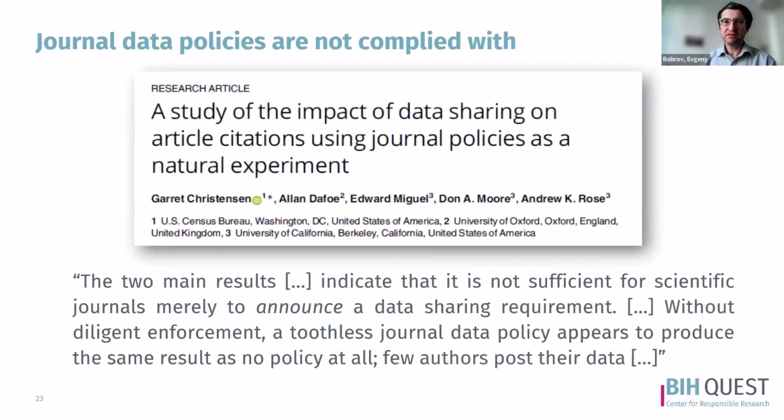And in another study, which also looked at data sharing and journal data policies, the two main results, as the authors state, indicate that it is not sufficient for journals to merely announce a data sharing requirement. I'm very aware that actually monitoring data sharing is much more complicated. So this is definitely not an easy step to do. But as journals, I would really call upon everybody to be aware that just introducing a data policy is not sufficient.